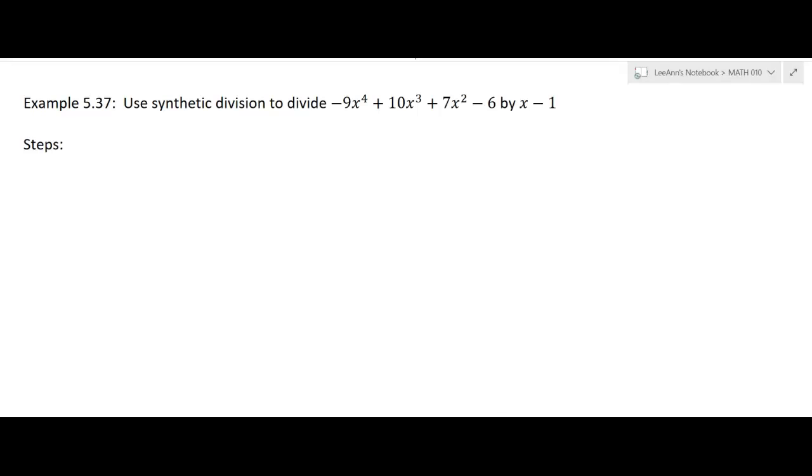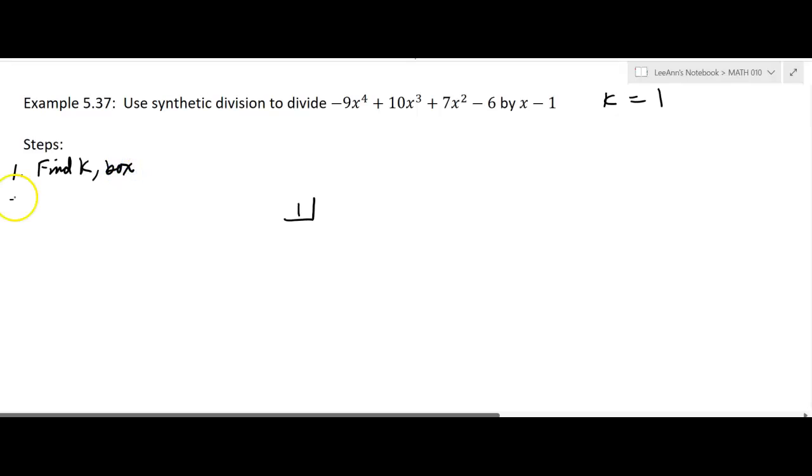Step 1, find k. Okay, so our k in this example is 1. Okay, put it in the box. I'll just put box. Okay, step 1, you find k, put it in the box. Check the dividend.